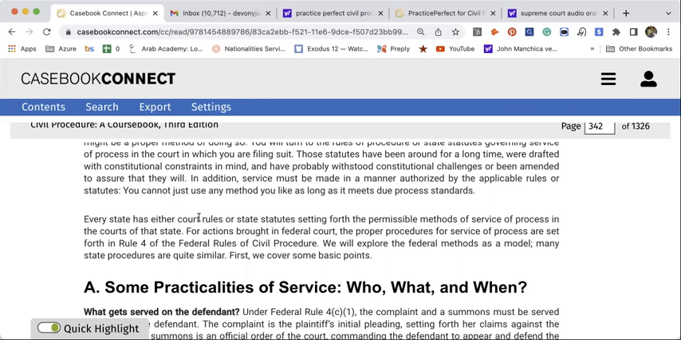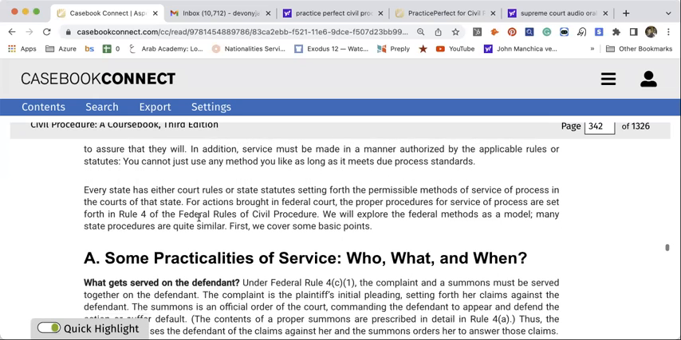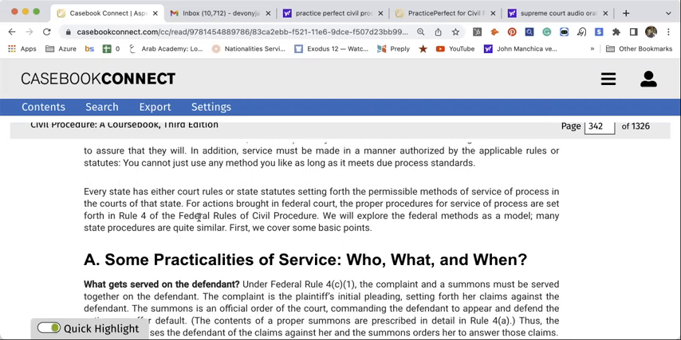In addition, service must be made in a manner authorized by applicable rules or statutes. You cannot just use any method you like as long as it meets due process standards.